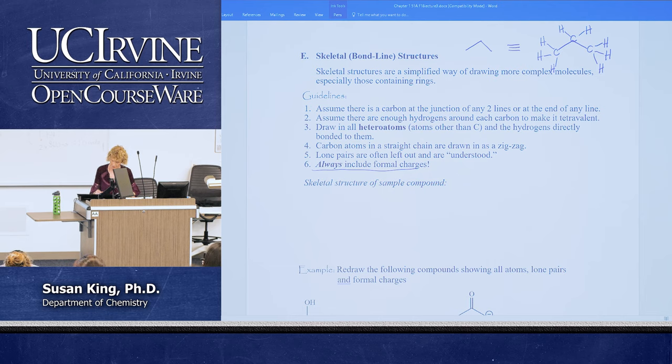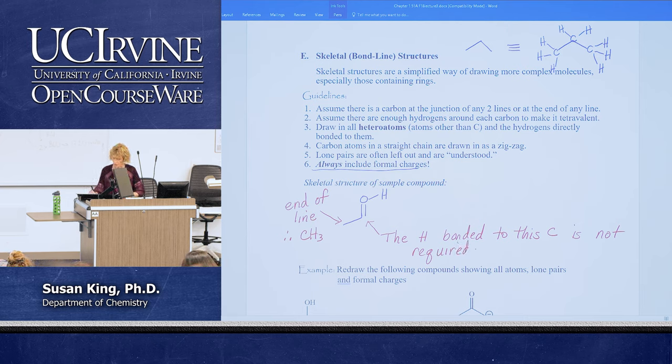So the skeletal structure of the sample compound that we've already talked about would look like this. Okay, so let's label what that means. This one right here, that's an end of a line. Therefore, it's a CH3. There is a hydrogen bonded to this carbon. We want to make that carbon tetravalent. It's not charged, so it needs to be tetravalent. So the hydrogen bonded to this carbon is not required. You can draw it if you want. So we can actually use a combination of condensed and skeletal.